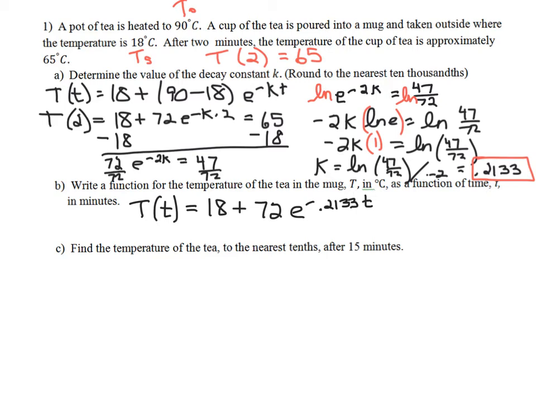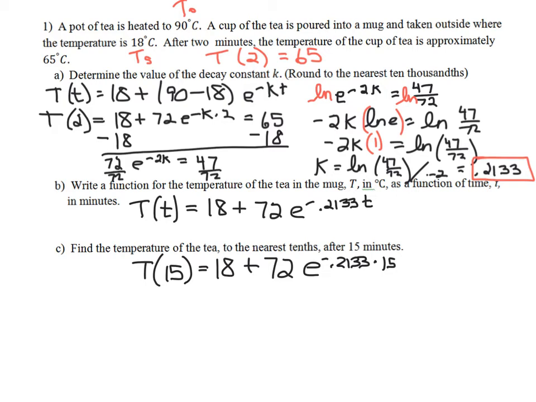So in part C, to find the temperature of the tea to the nearest tenths after 15 minutes, I can say T of 15 is equal to 18 plus 72 e to the negative 0.2133 multiplied by 15. So again, let's go to our calculator.